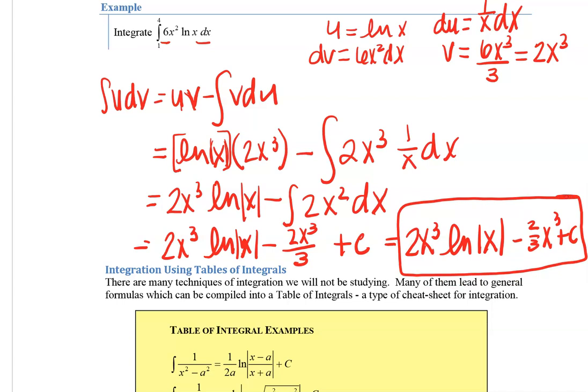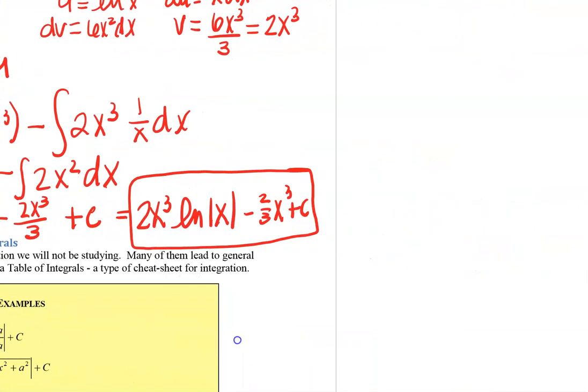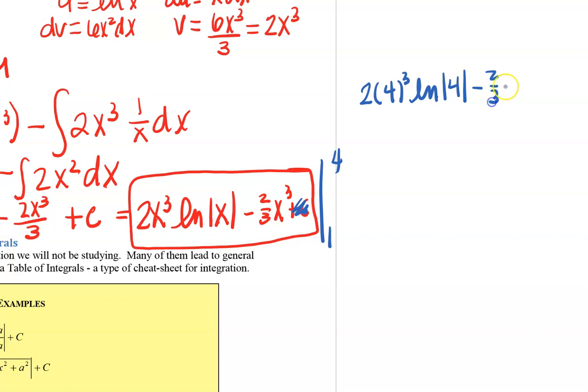So you can see this integration by parts worked really nicely. Now the last part is we do have to evaluate with 4 and 1. So let me just come over here to the side. I am evaluating this, so I don't need the plus c, from 4 to 1. So just use your calculator to help you. 2 times 4 cubed, ln absolute value of 4, minus 2/3 4 cubed, minus, plug in 1. So let's see, that'd be 2 ln 2 minus 2/3 times 2 cubed.